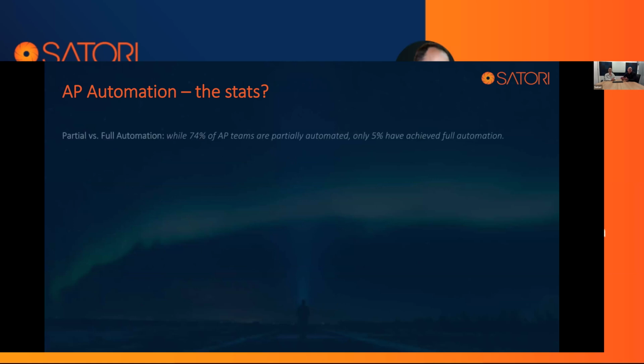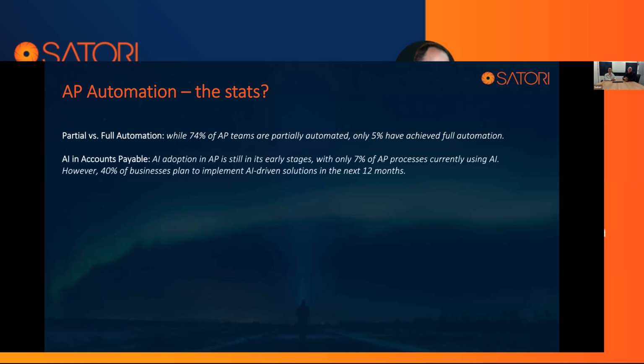So what are the stats? A lot of organizations, as I mentioned, and it probably matches our customer base, are partially automated. We deal mainly with larger organizations, around the over $250 million revenue range. So they are becoming a lot more sophisticated. There's been a lot more drive for transformation. And as I've discussed, based on our stats, only a very small fraction of our customers have achieved full automation from end to end without any human interaction.